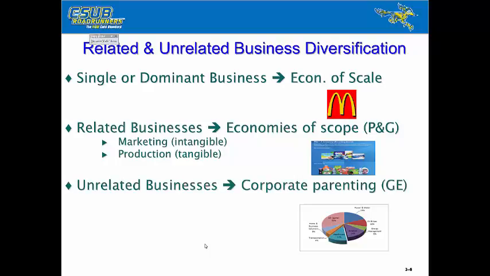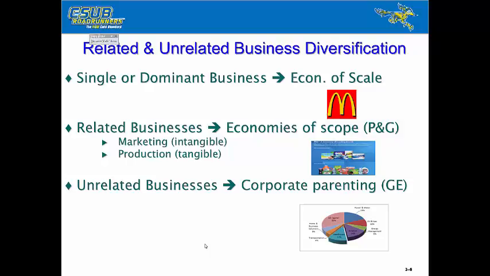So first of all, the first model is just a single or dominant type of business where you have multiple geographic locations, multiple different markets, customer markets served, but it's basically the same product. And a great example of this is McDonald's. So there's McDonald's in Moscow, there's McDonald's in Kuala Lumpur, there's McDonald's here, there's McDonald's in New York, there's a McDonald's everywhere you want to go in Sao Paulo.